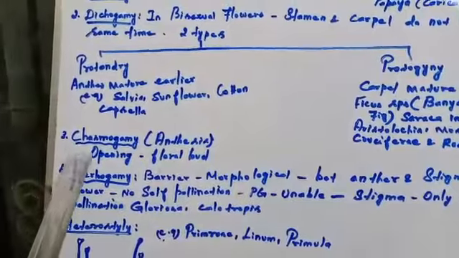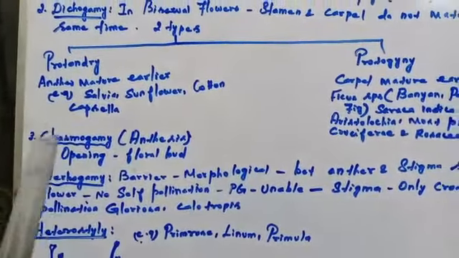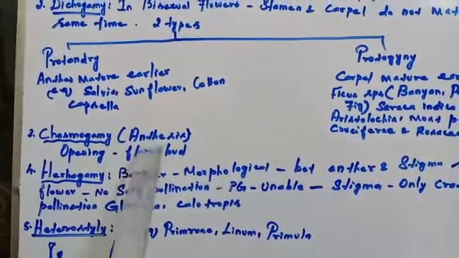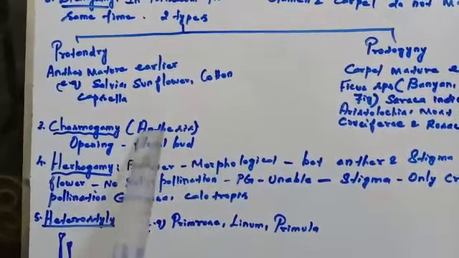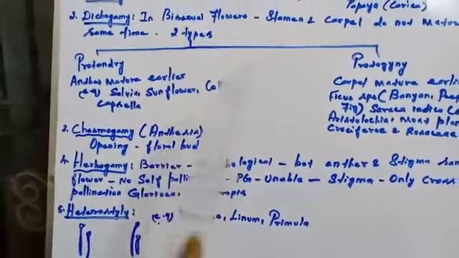Then the third one is chasmogamy. What is meant by chasmogamy? In the previous class I explained about chasmogamy. That is opening of the floral bud. That is called chasmogamy. Otherwise it is said to be anthesis. That is, opening of the floral bud is also known as anthesis.